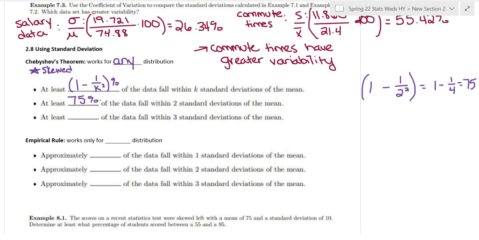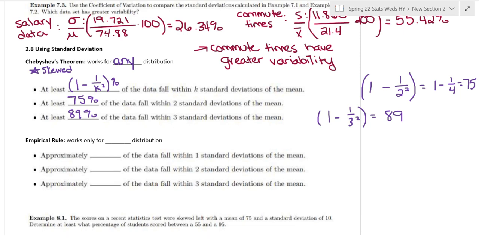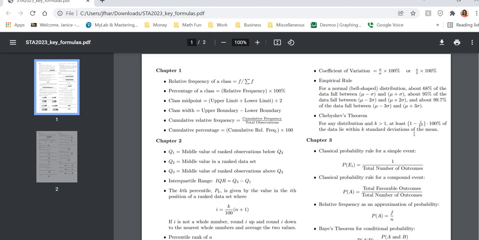And then for 3 standard deviations, I would do the same thing. It would be 1 minus 1 over 3 squared, which would be 1 minus 1/9, which ends up being about 89%. And we usually don't go more than 3 standard deviations. All those numbers are here for you, so there's the Chebyshev right there.